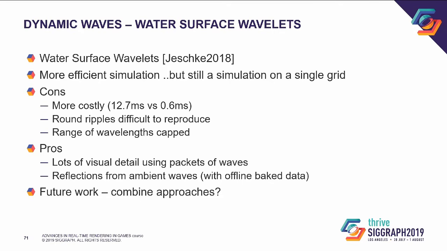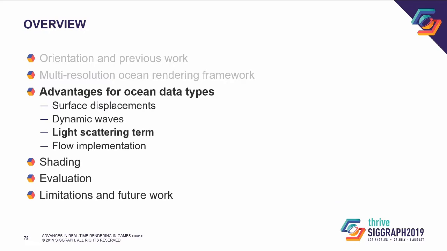On the other hand, their approach produces a lot of visual detail using packets of waves. They also describe how reflections of ambient waves off boundaries can be produced using an offline bake step. In the future, we'd like to investigate driving our dynamic wave sim from the animated ambient waves, which might be a way to achieve some of this effect. But moreover, we note that their approach operates on a grid and it's a simulation, and we speculate that we might be able to add their simulation to our framework. However, we've not explored this and can't speak to what that would look like.